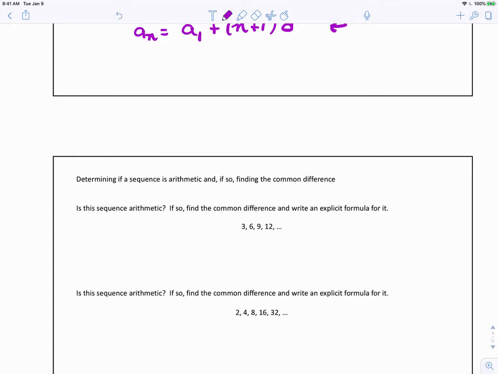Let's practice determining if a sequence is arithmetic, and if so, finding the common difference. So is this sequence arithmetic? If so, find the difference and write an explicit formula for it. So let's check. Between 3 and 6, we would be adding 3. Between 6 and 9, we'd be adding 3. Between 9 and 12, we're adding 3. So yes, this is arithmetic, and the common difference is 3.